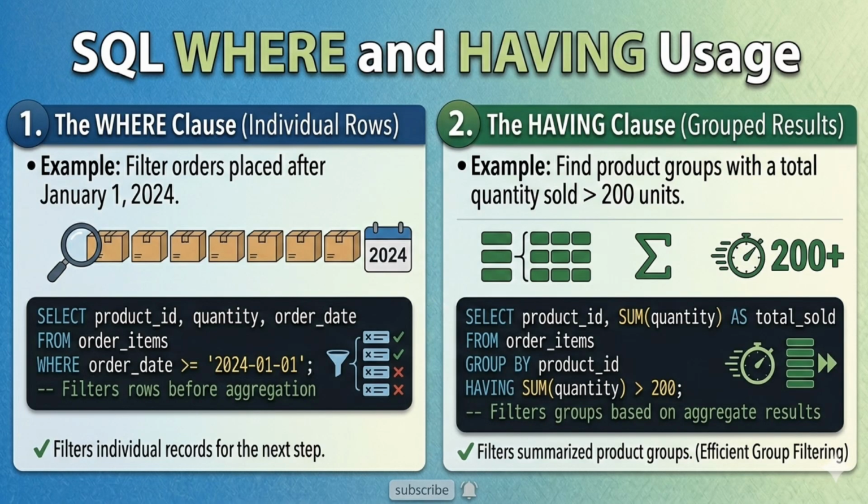Now let's look at the having clause. Having works after the group by operation and is used to filter aggregate results. For example, suppose we want to find products where the total quantity sold is greater than 200 units. We first group the data by product ID and calculate the total quantity using the sum function. Then, having filters the grouped results based on that aggregate value. So remember this simple rule. Where filters rows, while having filters groups.